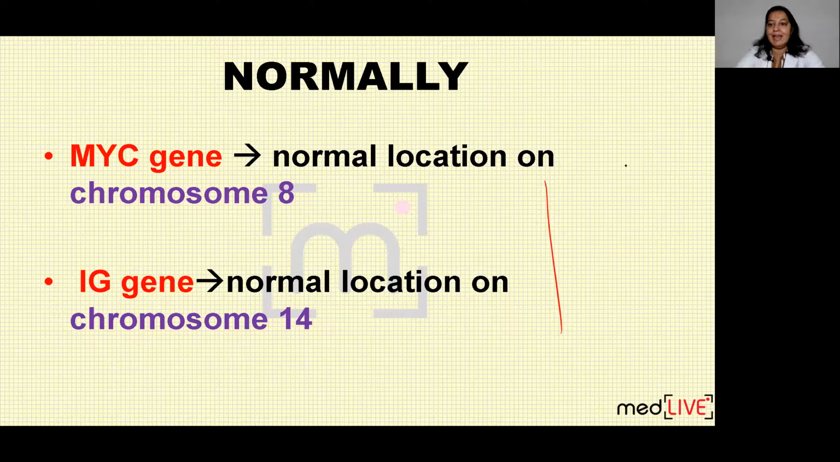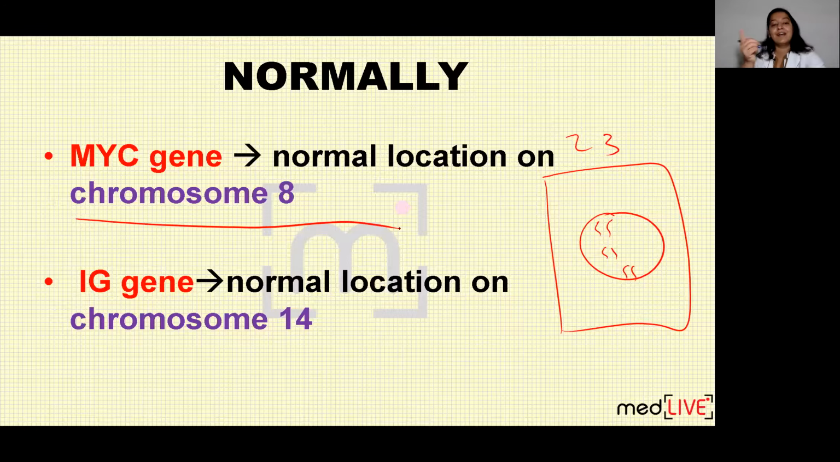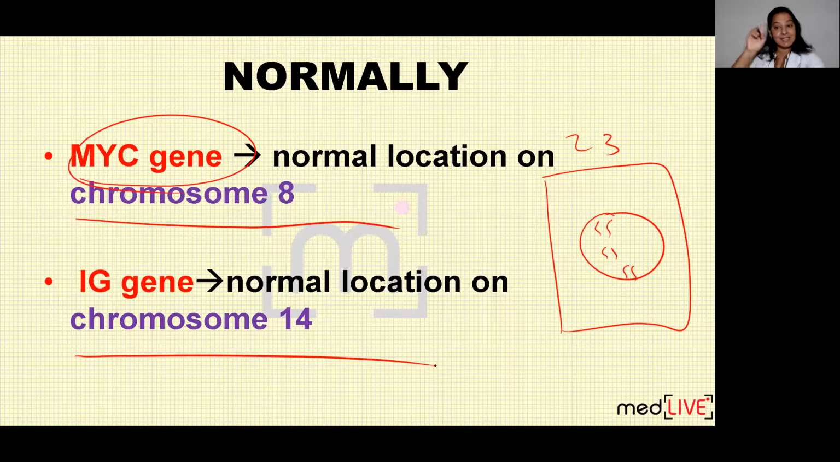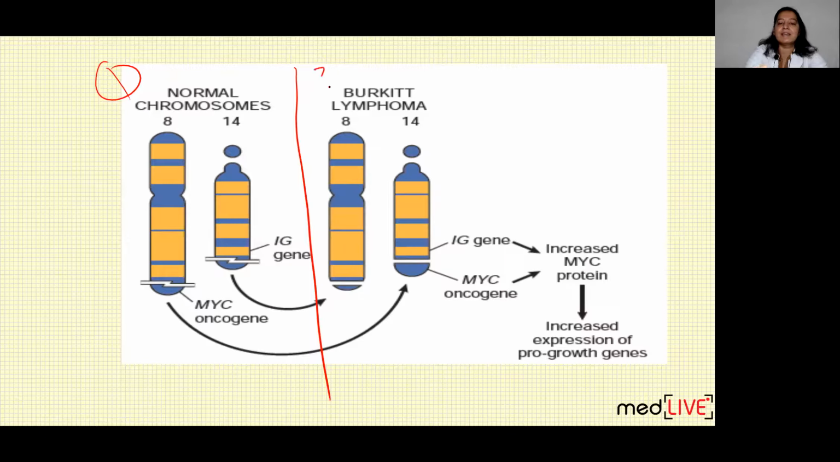Human cell nucleus contains 23 pairs of chromosomes. I have already told you, this is the first pair, this is the second, this is the third. Likewise, there are 23 pairs, one from the mother, one from the father in each pair. Now chromosome 8 contains a gene which is known as MYC gene, and chromosome 14 contains a gene which is known as IG gene. So this is chromosome 8. Look at the first diagram, not at the second. Look at the first diagram.